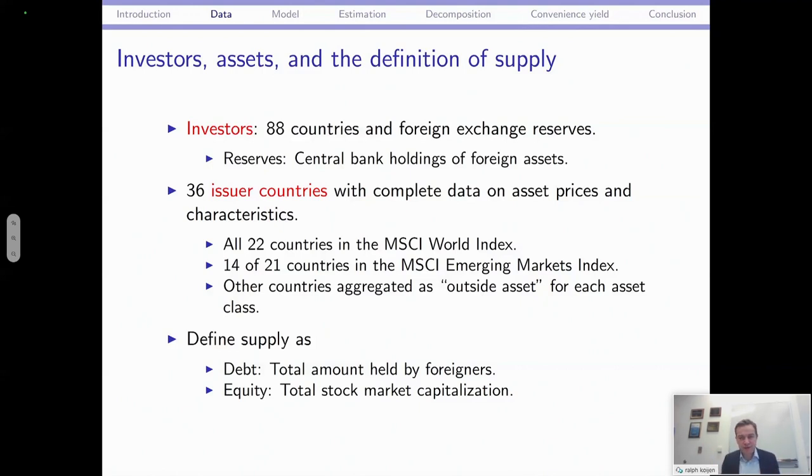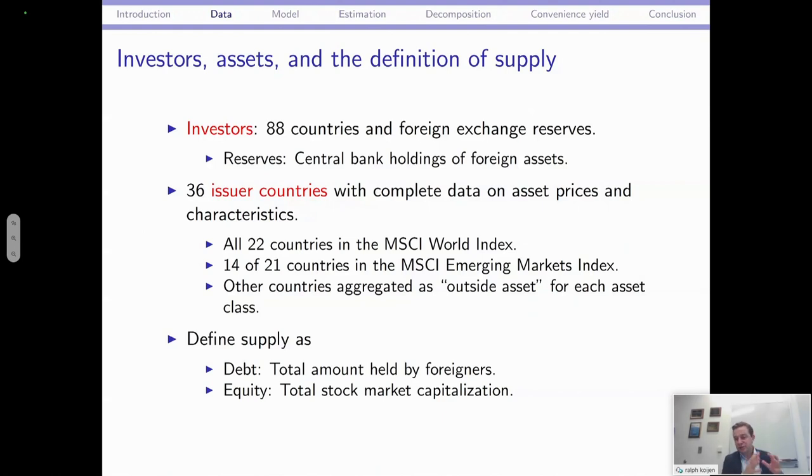Now, what can those countries invest in? There are 36 issuer countries for which we have complete data on prices and macro fundamentals characteristics. Those are the investable securities, if you wish. For each of those countries, we're going to have three asset classes: short-term bonds, long-term bonds, and equities. Of those 36 countries, there are all 22 countries in the MSCI World Index, and then another 14 that are part of the MSCI Emerging Market Index. Now, one important aspect, if we're going to think about market clearing, is how we define supply.